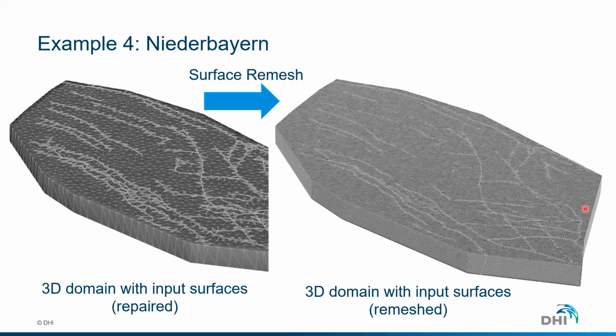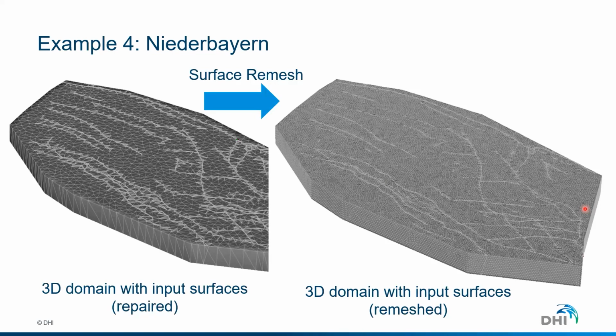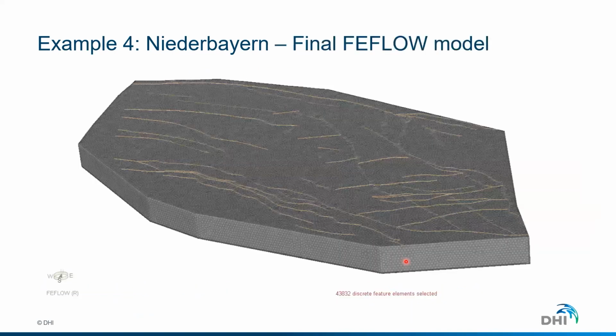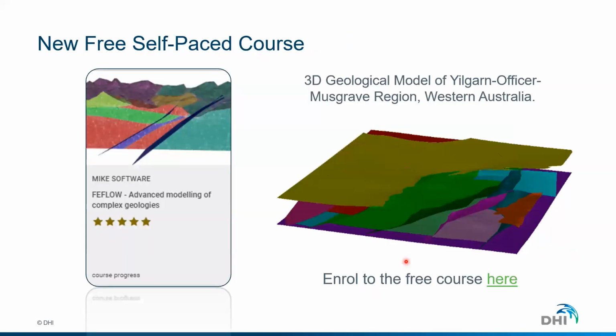We can do the same with another domain. That was a first test with a simple bounding box, now with a real geometry of the geological area. And so this is before and after the surface remesh. And you can end up with a FEFLOW model that looks like this and have all the different discrete features of faults implemented. And in case you want to know more, as I was mentioning, there is this free self-paced course about the use of GeoD and FEFLOW for supermesh repair and remesh using the data from Geoscience Western Australia.